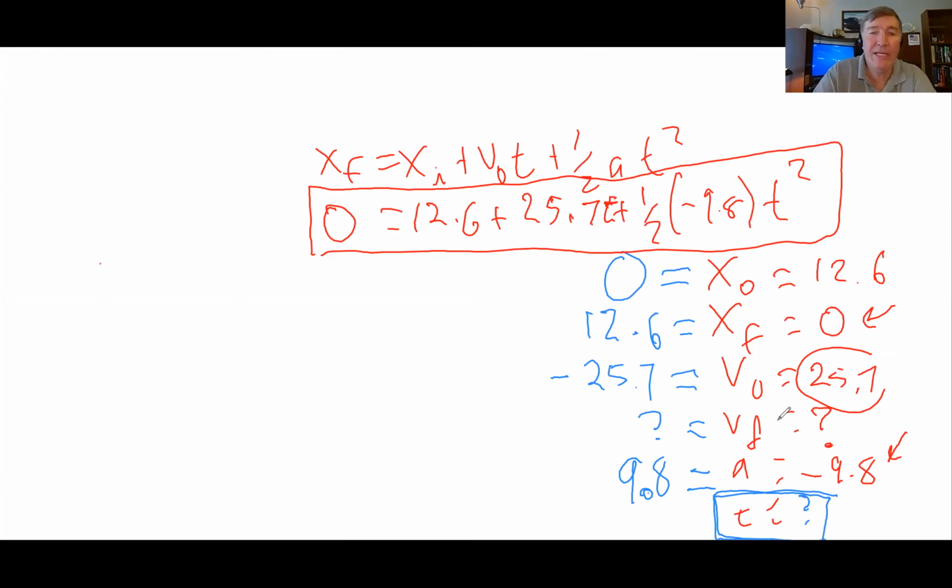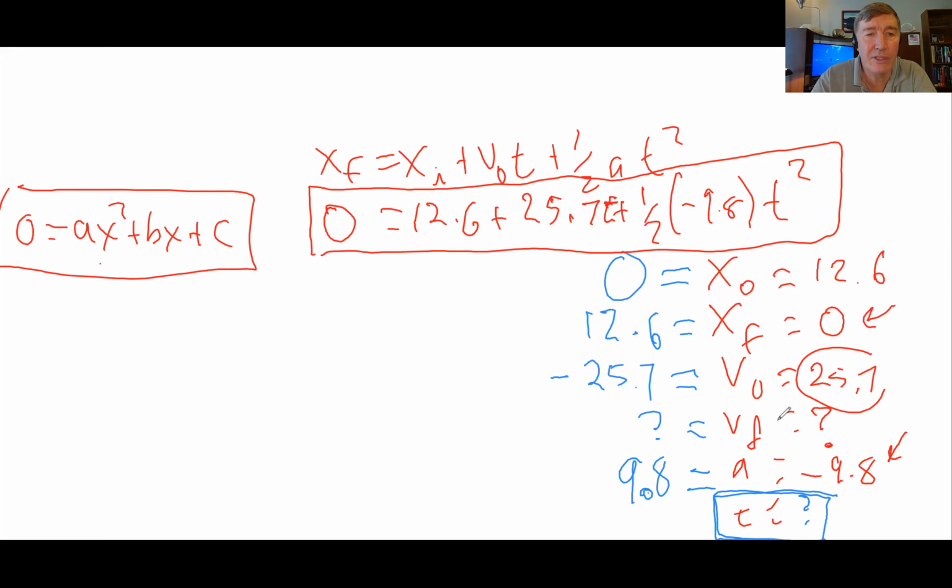So we need to decide what is A. When they say A, remember when you first learned about quadratic problems in your math class, you had 0 equals AX squared plus BX plus C, right? This is the standard form that I'm sure your math teacher taught you. So we need to figure out what is A, what is B, what is C. So how about this 12.6? Is that A?